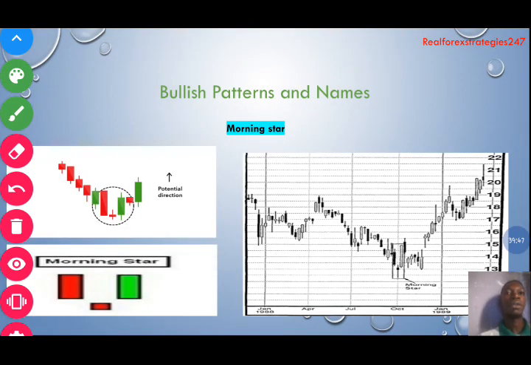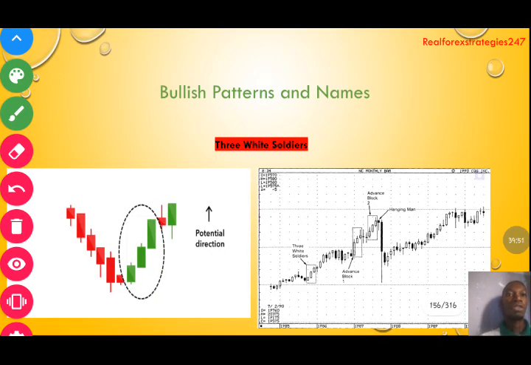I talked about the morning star, and the three rising soldiers, the three advancing soldiers, and you can only find it at a support area.